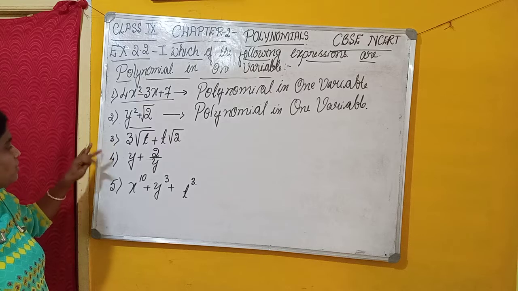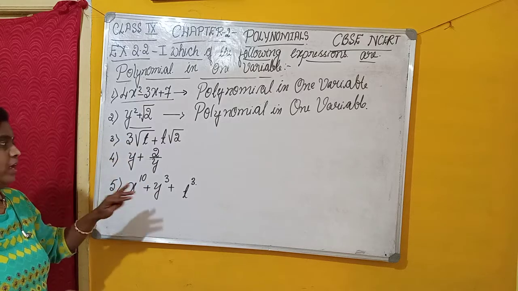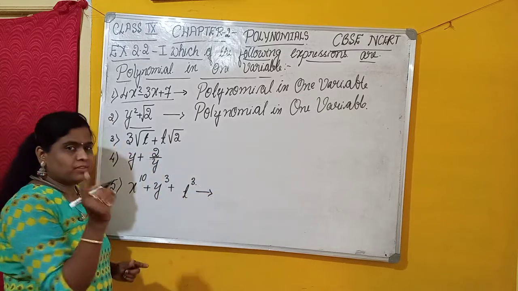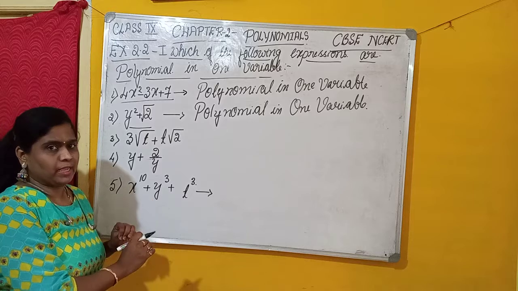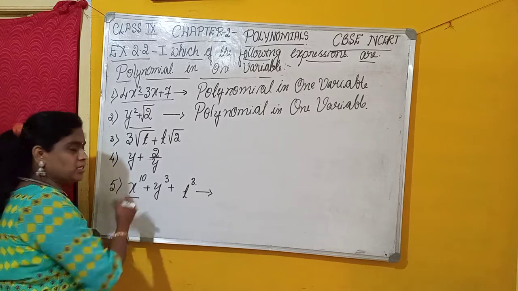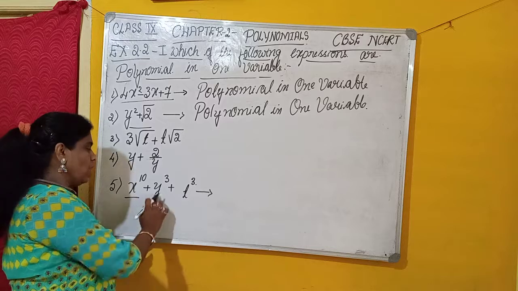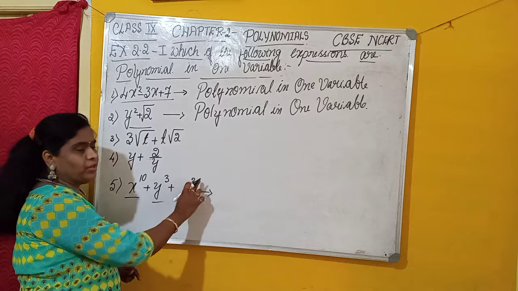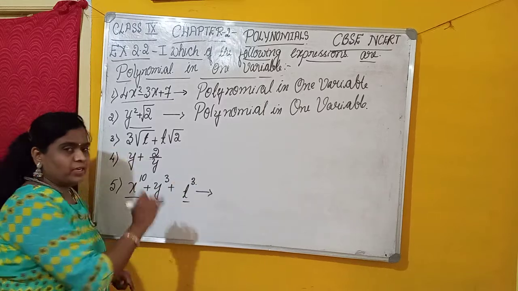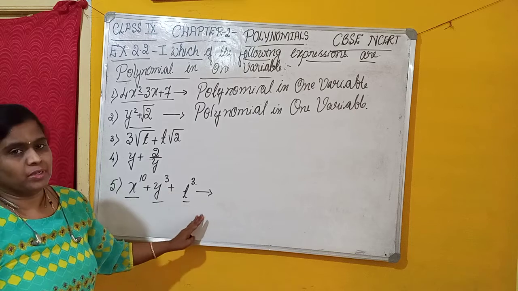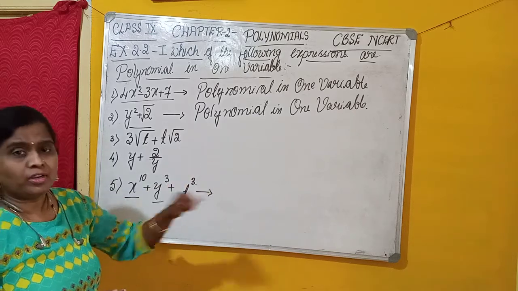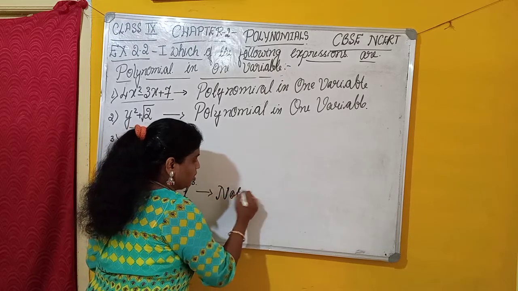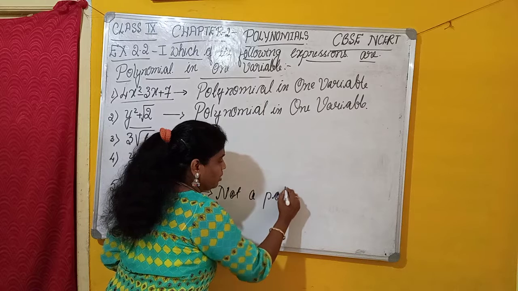Next one is the third, the fourth. Let us come to the last one, the fifth one. After that we can do the third and fourth. In the last, we are checking the variables used in this algebraic expression. Here the variable x is used, that is x to the power of 10. And here the variable y is used, that is y to the power of 3. And also t cubed. There are three different variables used. Therefore, it is not a polynomial in one variable.